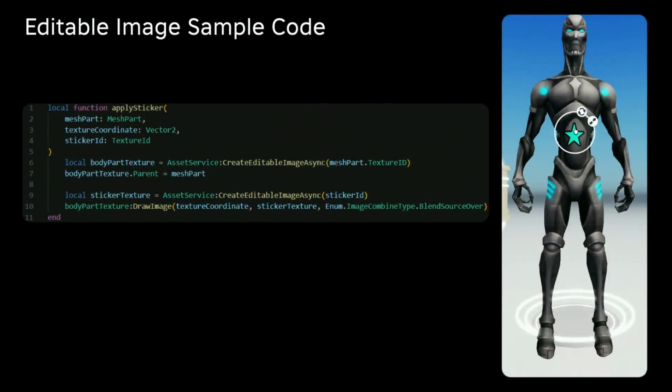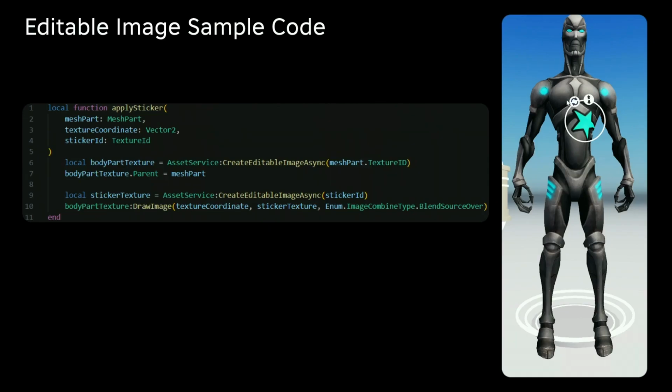Next, we are going to look at editable image. So through editable image, we get access to the texture of the mesh part. In this example, we have a function called apply sticker that basically adds a sticker onto a certain body part on the avatar. We pass in a mesh part, which is the body part, to this function. We also pass in a texture coordinate, which is basically a vector 2D. This is the position of where the sticker is going to get applied in texture space, and a texture ID, which is basically the sticker ID.